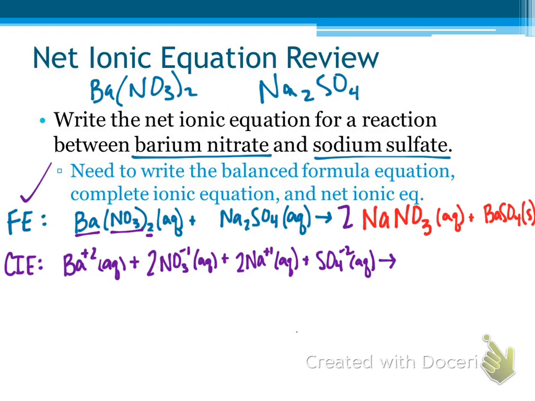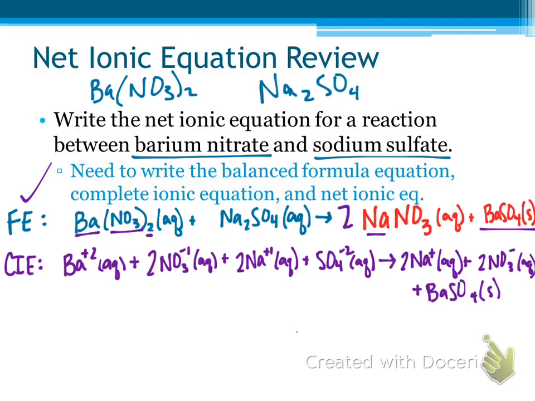I draw my arrow. My products, I have 2 sodium ions, 2 Na plus 1, which is aqueous, plus 2 NO3 minus. Sorry, I forgot my 2. 2 NO3 minus, which is aqueous. Plus, I have a barium sulfate molecule that's a solid. So do I split that up into ions? No. So I keep that BaSO4, and that's a solid. Okay, so that's your complete ionic equation.